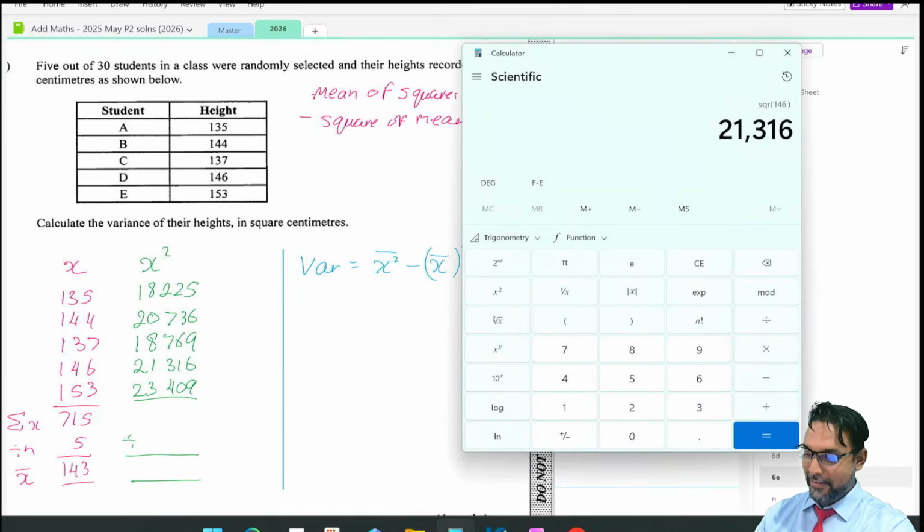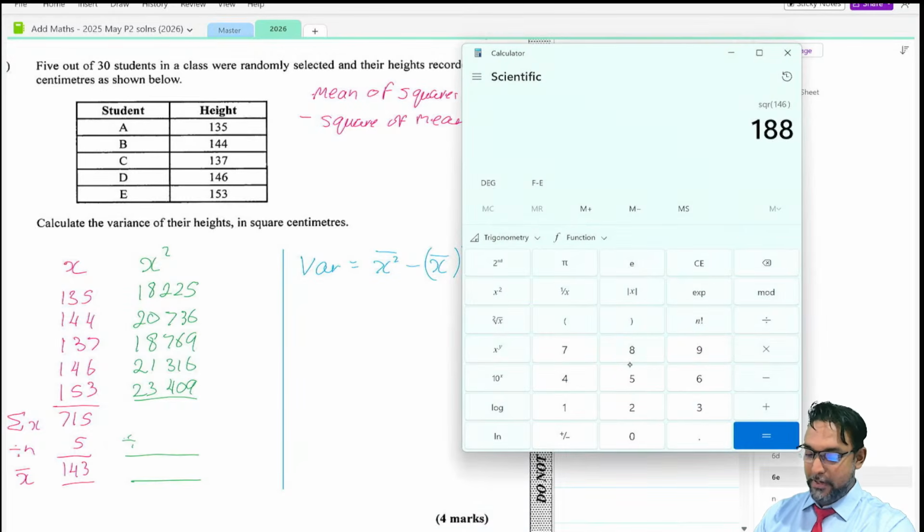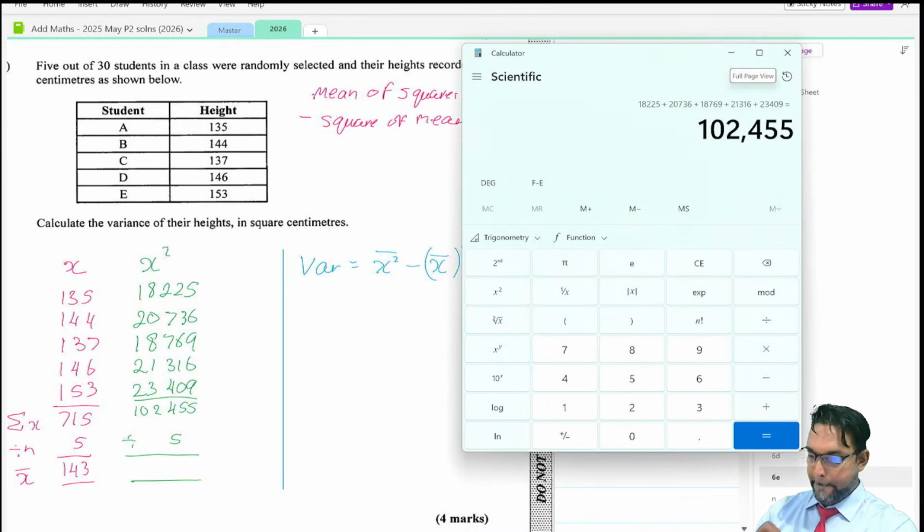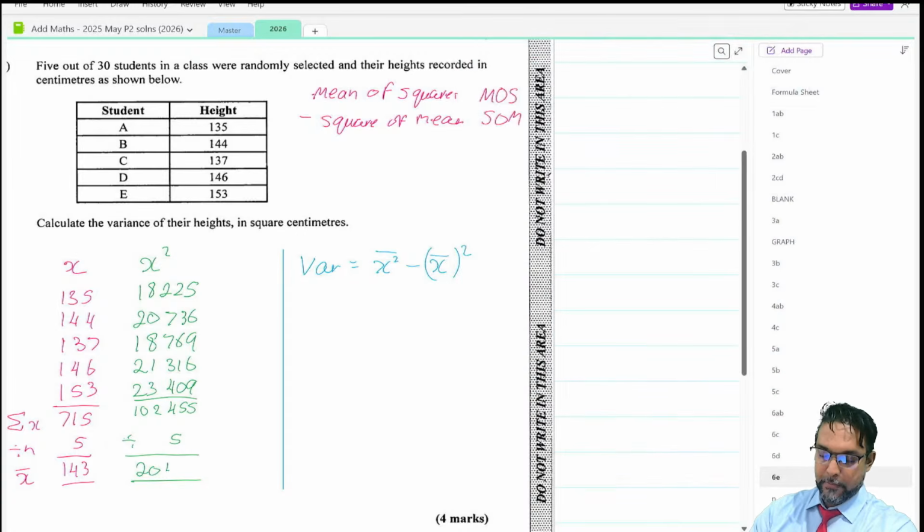Alright, so let's recast. 18,225 plus 2736 plus 18,769 plus 21,316 plus 23,409. 102,455 as the total. Yeah, 102,455, and then we get 20,491. Yes, 20,491.